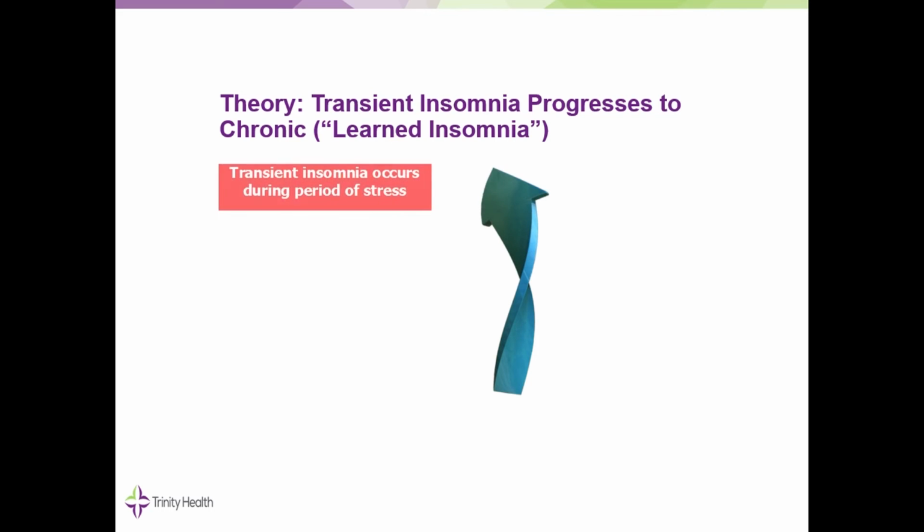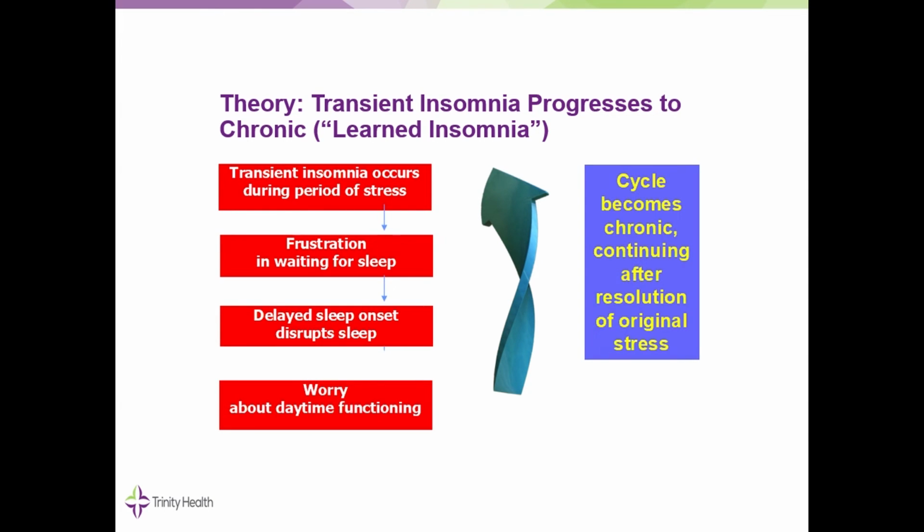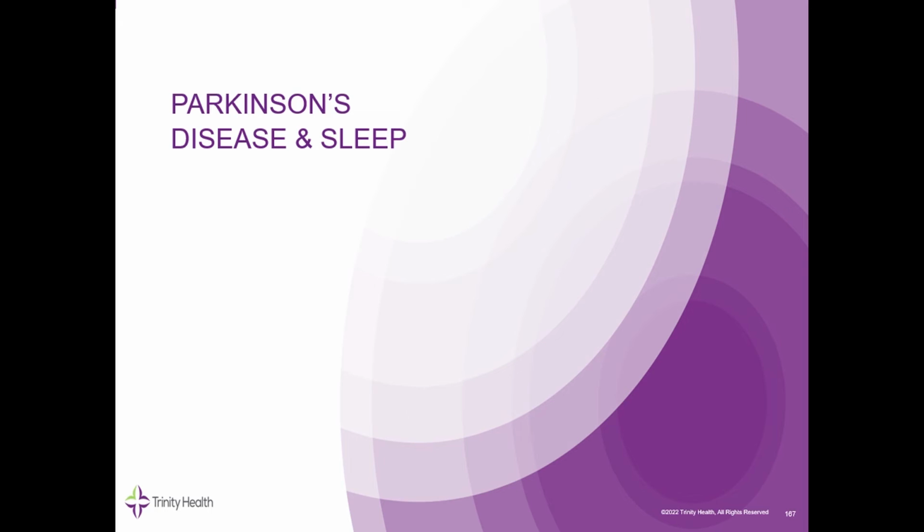And there is a theory of what we call a chronic or learned insomnia, that a transient insomnia occurs during a period of stress. We're frustrated when we can't get to sleep. We have delayed sleep onset, which disrupts our sleep. We have worry about how we're going to function during the course of the day. And then that cycle begins to replicate itself day after day after day because we're more and more worried about what's happening with sleep.